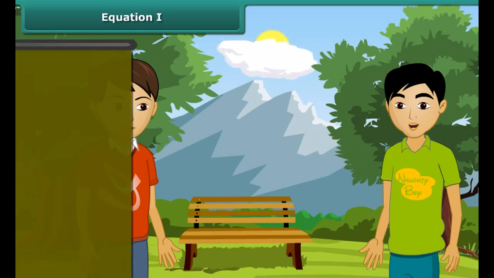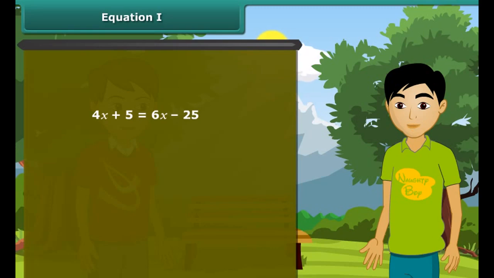There is always a sign of equality in an equation. The equality sign shows that the value of the expression on the left-hand side is equal to the value of the expression on the right-hand side. When the expressions on the left hand and on the right hand are interchanged, the equation remains the same.